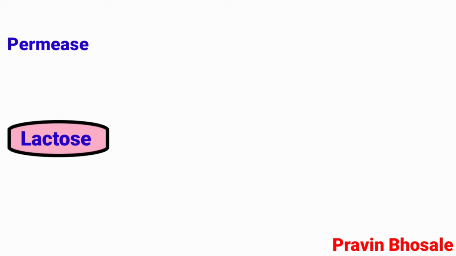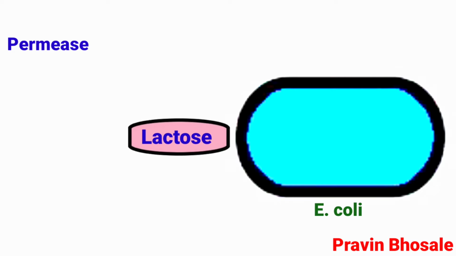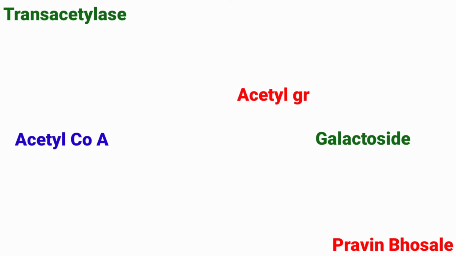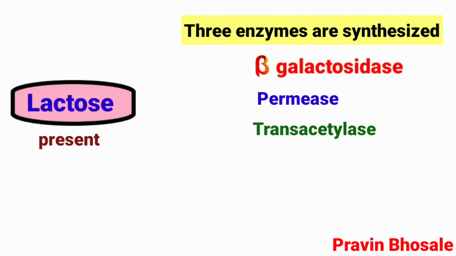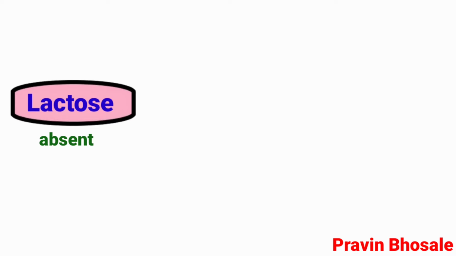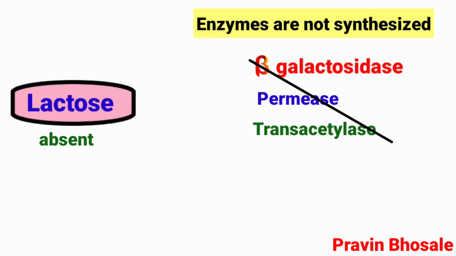Permease permits lactose molecules inside the cell. Trans-acetylase transfers an acetyl group from acetyl coenzyme A to the galactoside. If lactose is present, these three enzymes are synthesized. If lactose is absent, these enzymes are not synthesized.